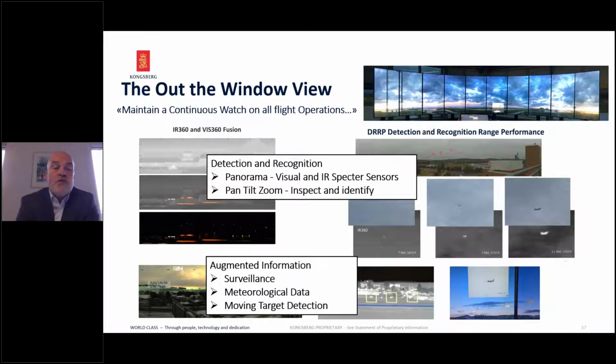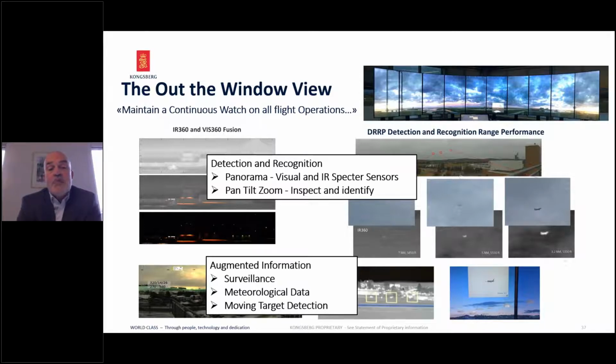A terminology being used a lot now is DRRP, detection and recognition range performance, defined by EUROCAE in the working group 100 work ED-240. And so having systems which are able to detect, with the same capability as the human eye, is important.